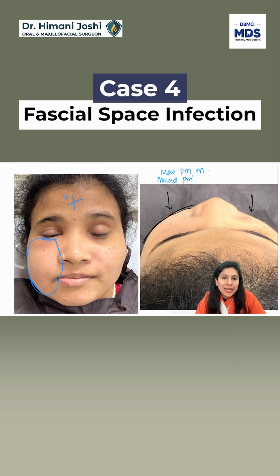So as soon as it is identified, do not let the sun set on pus, which means as soon as you see an abscess or an infection, it should be treated immediately. And what is the treatment of space infection? Surgery. The first and the foremost treatment is incision and drainage.